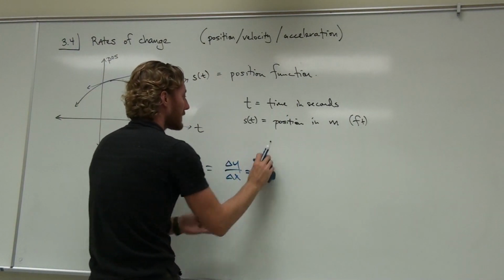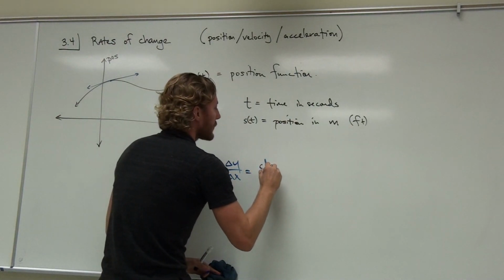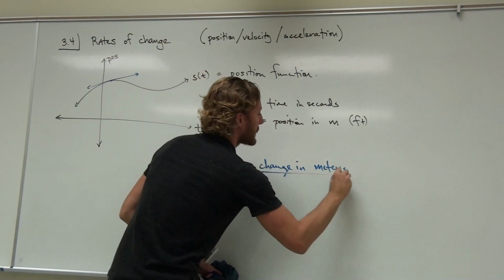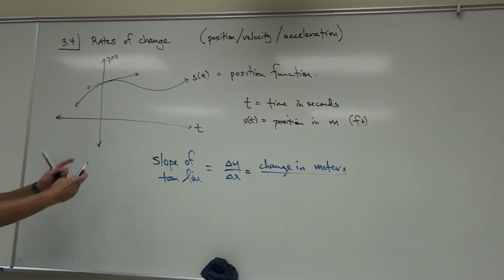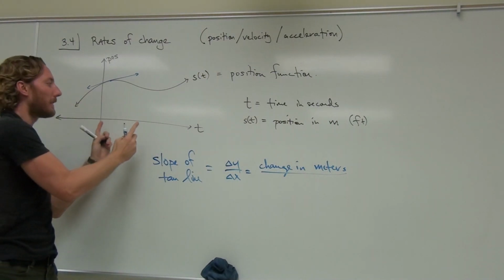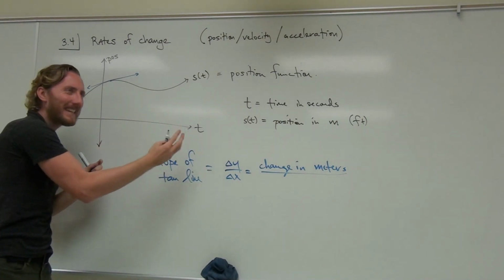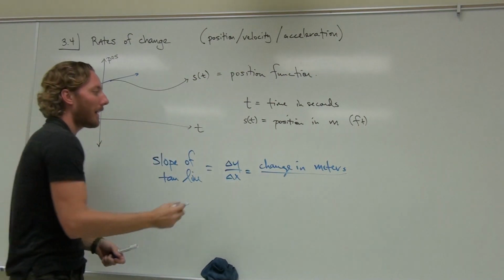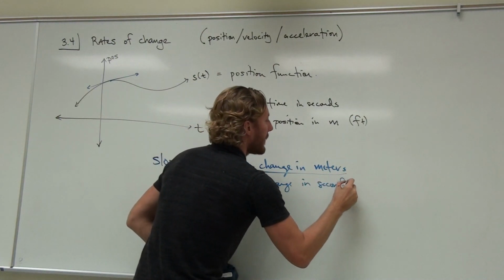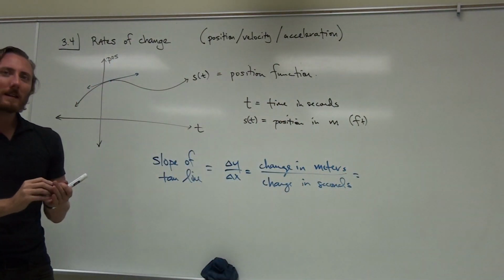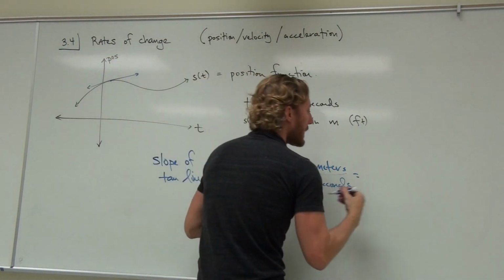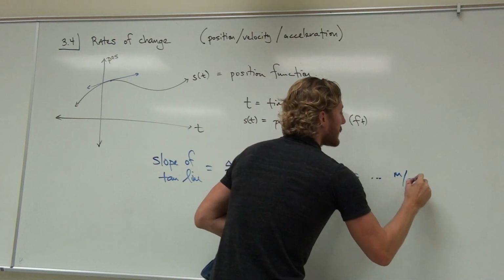So this is going to be, let me write this out in words, change in meters, change in position, and in the denominator, change in x. Well, actually, in this situation, the horizontal axis is not the x-axis, but playing the role is the t-axis, which is some increment of time. So here we have a change in seconds. And whenever you take the change in meters divided by the change in seconds, you get some number which is in meters per second.